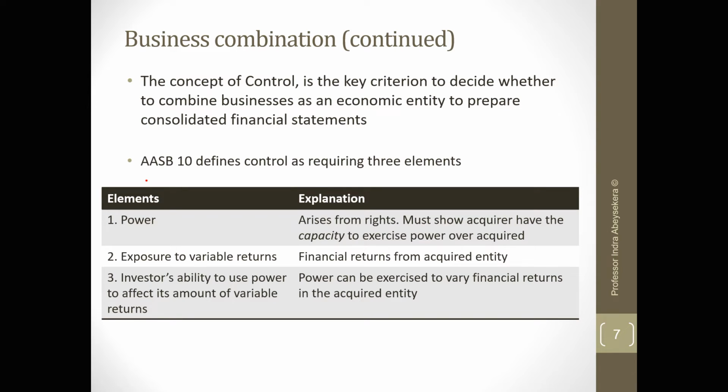AASB 10 defines control as requiring three elements: power, exposure to variable returns, and investors' ability to use power to affect its amount of variable returns. The power arises from rights, and we must show that the acquirer has the capacity to exercise power over the acquired.